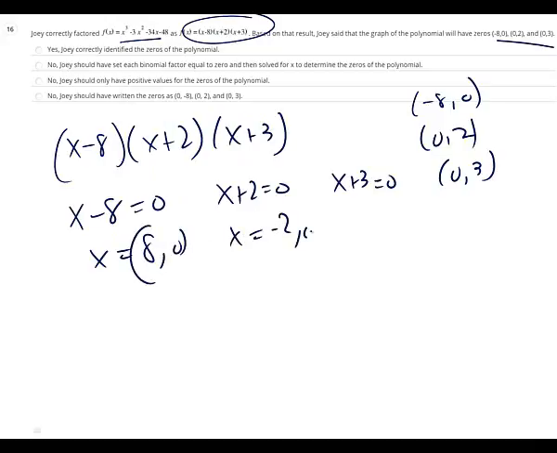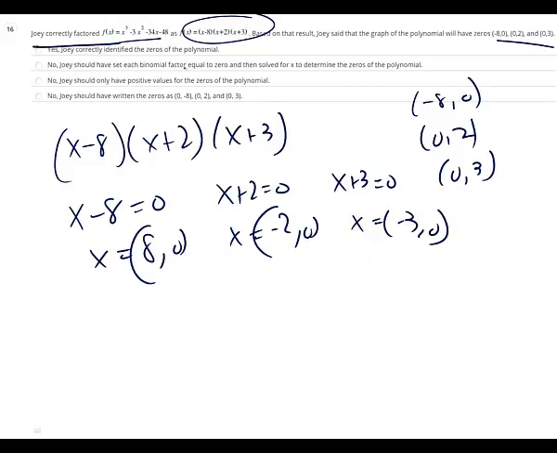Negative 2, 0. And what's this last one right here? Negative 3, 0. Again, this is an SBAC-like question. Okay, so that's why we've done it this way. So, let's read the answers. Yes, Joey identified the zeros correctly. Did he do them right? No, so that one's out.